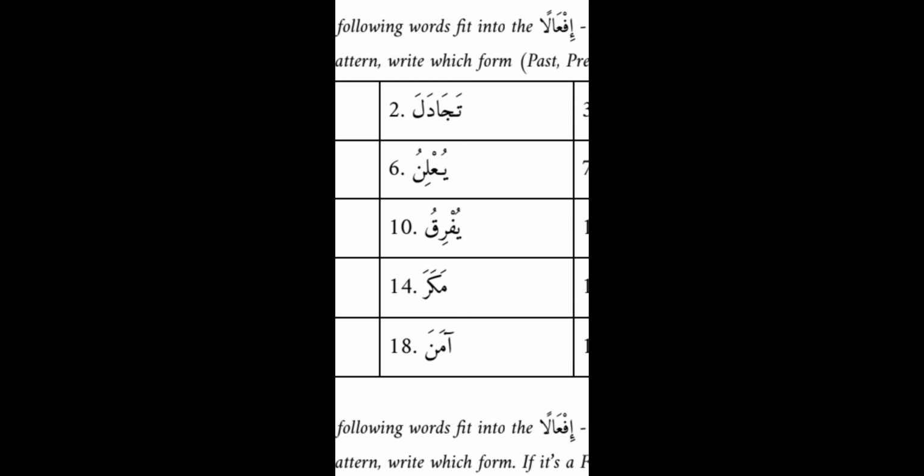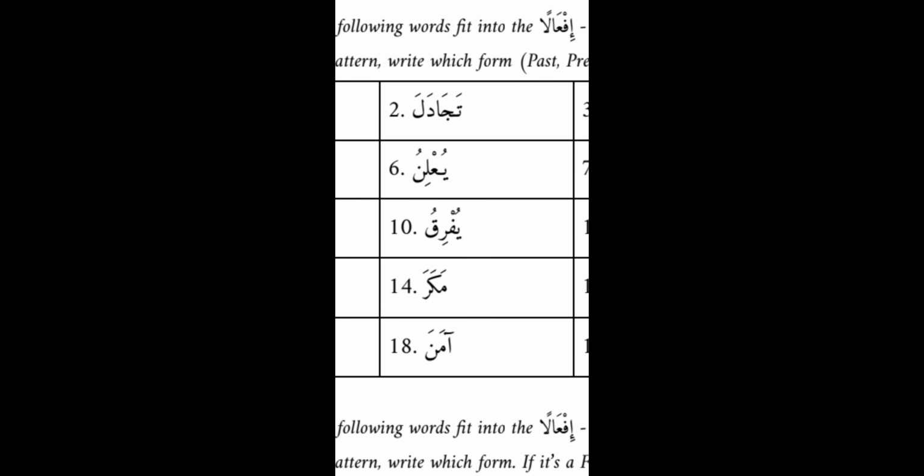Okay, let's do number 10. Yufriqu. Again, is this a fail or an ism? It's light. It's a fail. There's no reason. So it's a fail. Okay, is it a past tense or a present tense? Present. It's mudari. Why? Because you have the beginning and the ending. Yes, we have that combination in the conjugation. And what family is this? Family four. Yes, because of the U in the mudari and the fa kalma being sakin.